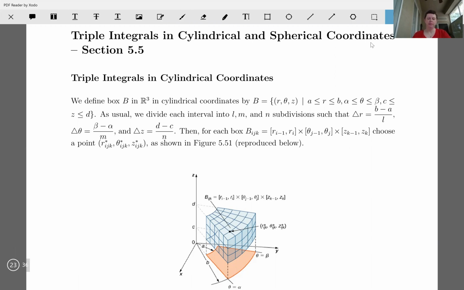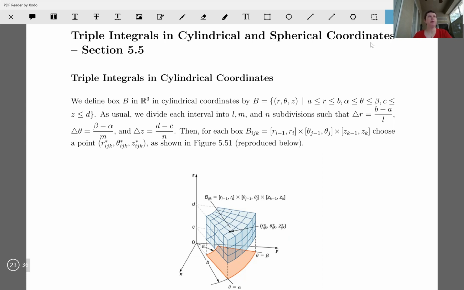We define a box B in R3 in cylindrical coordinates by B is equal to (r, theta, z), where r is between a and b, theta is between alpha and beta, and z is between c and d. As usual, we're going to divide each interval into l, m, and n subdivisions such that delta r is the quantity b minus a divided by l, delta theta is the quantity beta minus alpha divided by m, and delta z is the quantity d minus c divided by n.